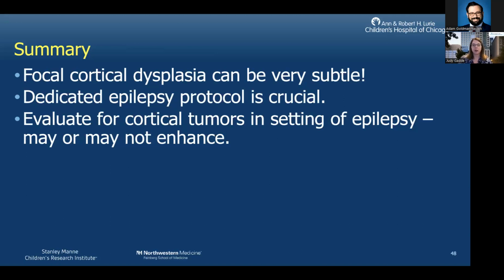And then, of course, always look for those cortical tumors in the setting of epilepsy. The imaging appearances of those can be variable, and it doesn't matter too much if they may or may not enhance, but it's still important to give contrast, because that can help you differentiate, as you saw in the one case, whether or not it's actually a tumor or just a cyst.